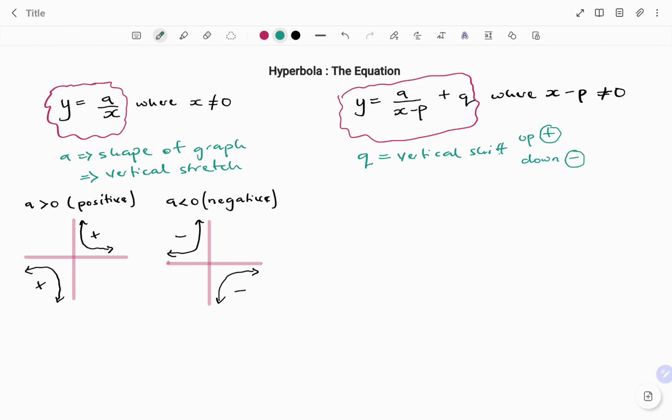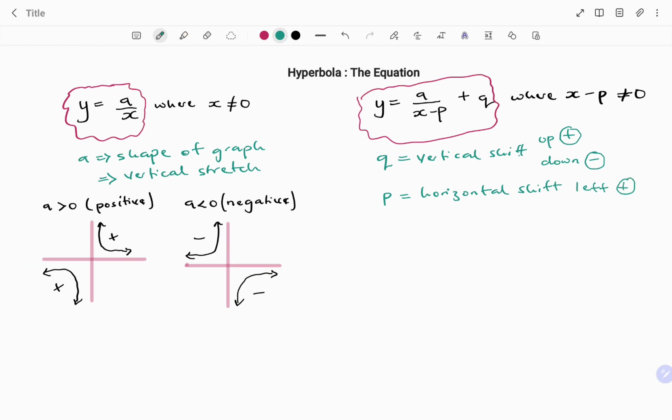Also, the value of your p determines if your graph has shifted left or right, the horizontal shift, such that if the value is positive, it has shifted left, and if it's negative, it has shifted right.